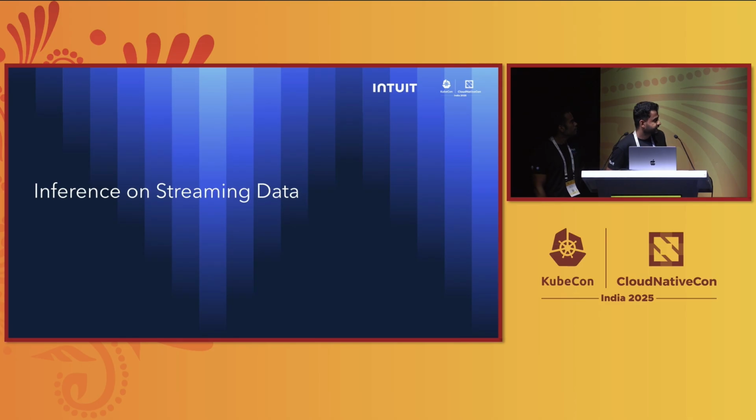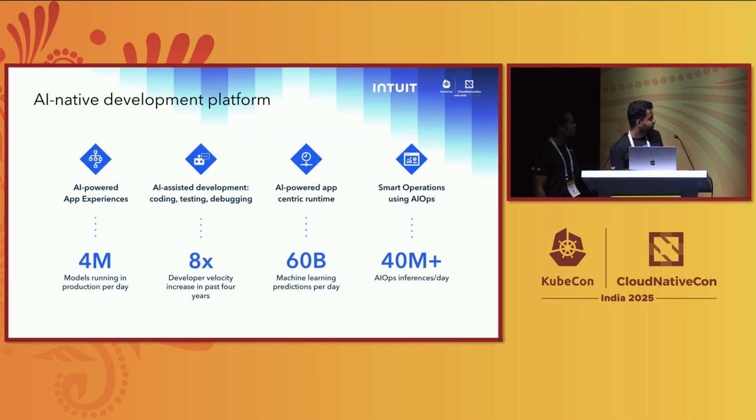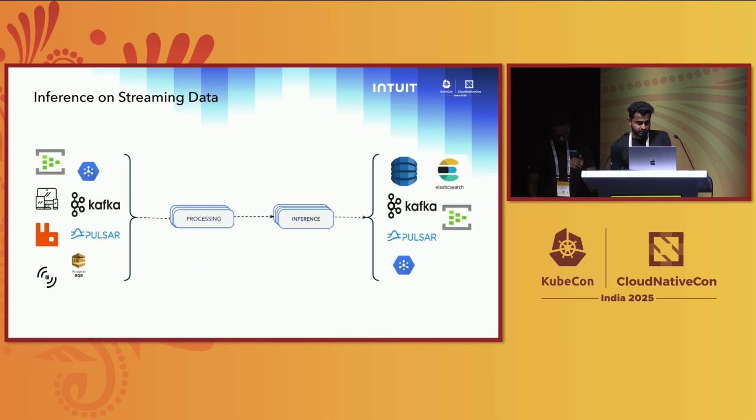So let me talk about inference on streaming data. Before I talk about it, I just want to give a quick overview of our AI native development platform. We run more than 4 million models in production every day, and almost 60 billion plus machine learning predictions happen using our platform, and almost 40 million AIOps inferences are done using our platform every single day. So this emphasizes the scale at which we use AI at Intuit.